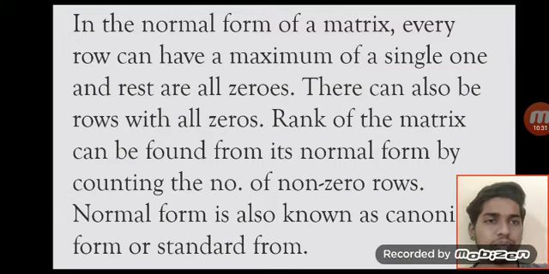A normal form is also known as canonical form or standard form. A normal form is obtained by doing row and column operations. We will do row operations and column operations step by step, and we will get the answer.